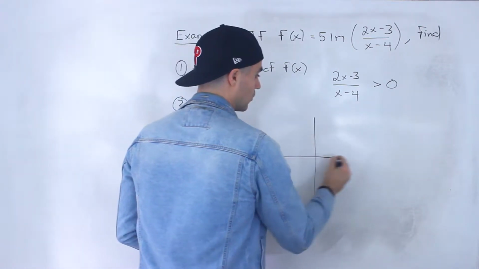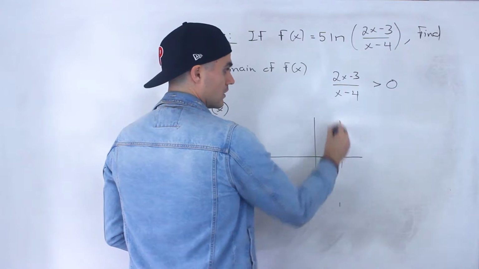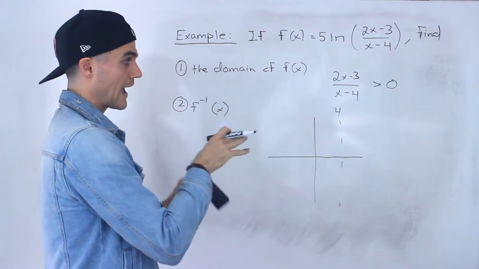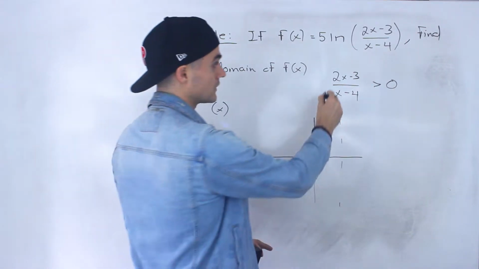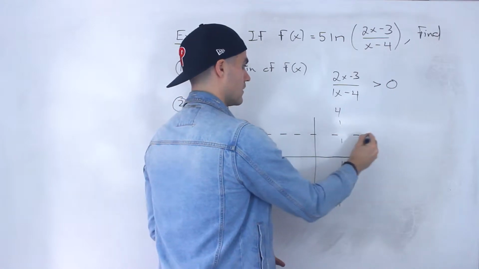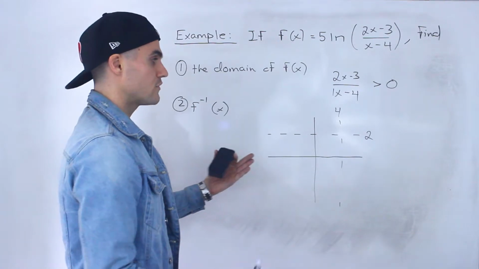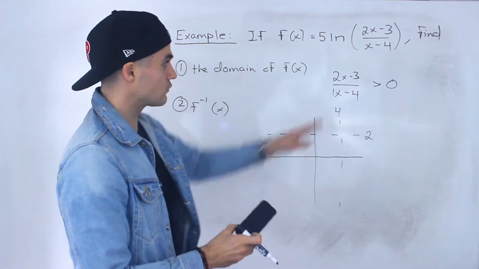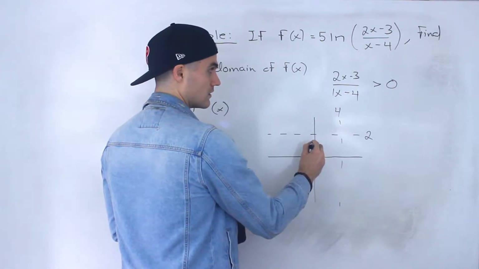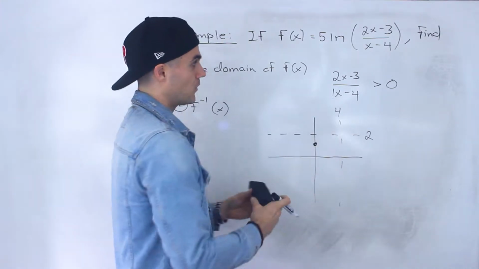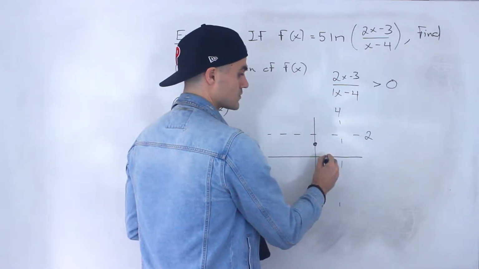If you remember, for a linear over a linear function, the vertical asymptote is at 4. The horizontal asymptote: what happens as x approaches positive and negative infinity? Well, it's going to be the ratio of the leading coefficients, 2 over 1. And then we can also find the y-intercept. We could plug in 0 for x. We'd end up with negative 3 over negative 4, which is positive 3 over 4, which would be over here. And then the x-intercept: when does the numerator equal 0? When does 2x minus 3 equal 0? When x is 3 over 2, which would be over here.